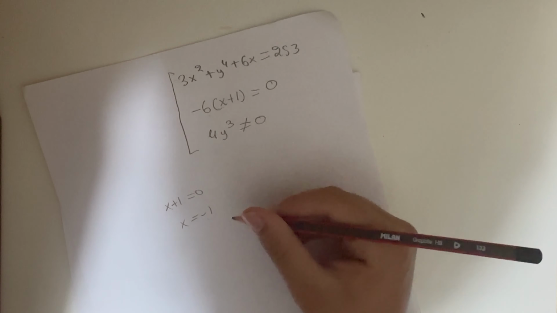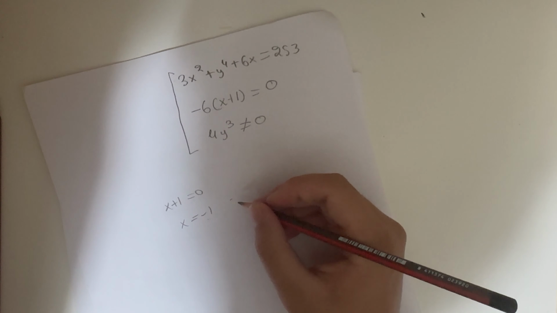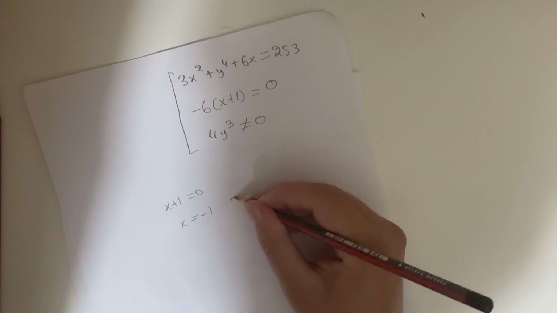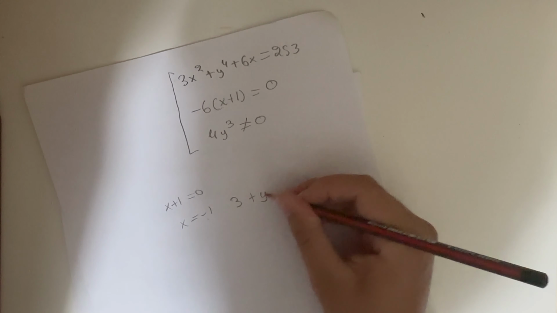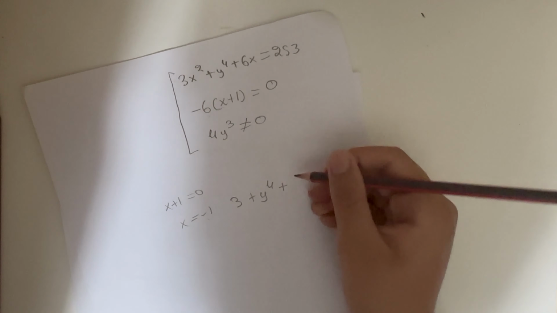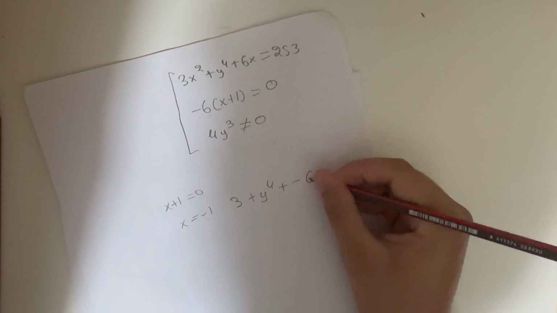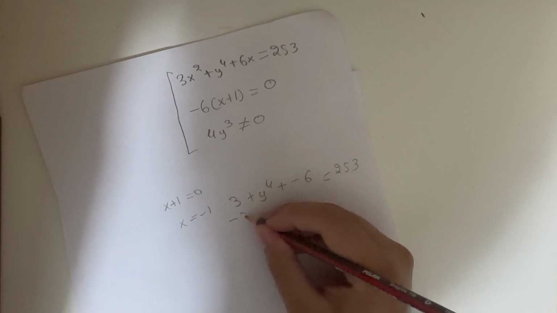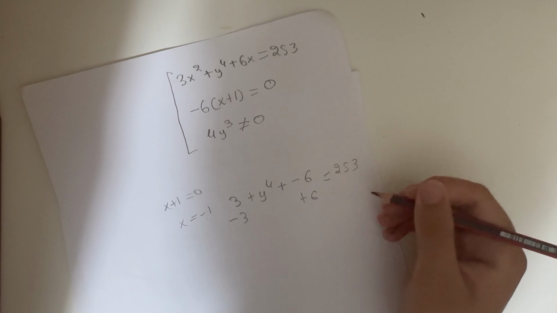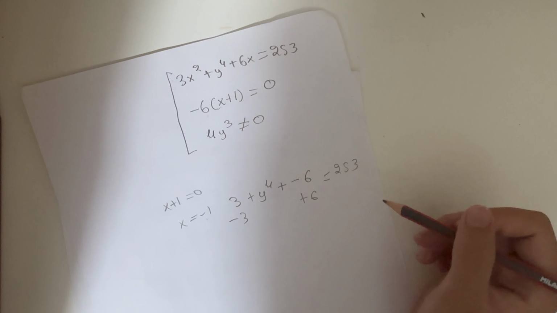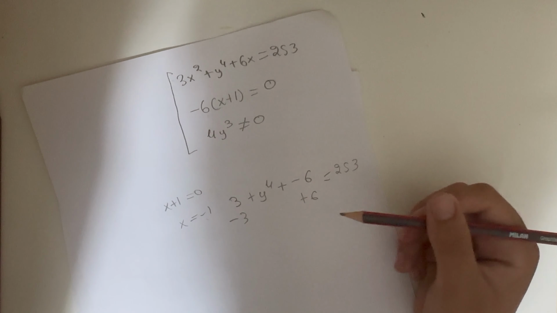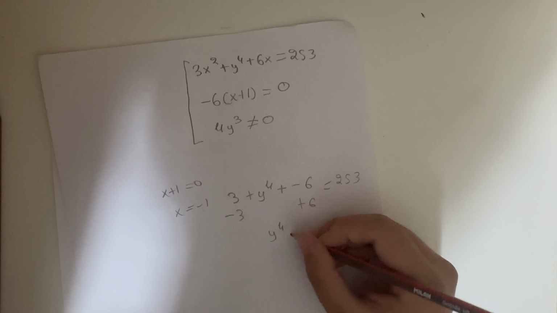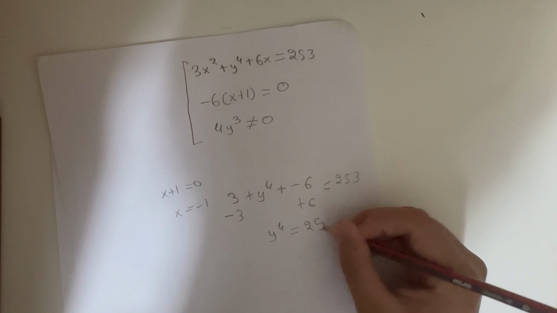So let's see, we have 3 times negative 1 to the power of 2, which is just simply 1. So 3 times 1 is 3, plus y to the 4th, plus 6 times negative 1 is negative 6, is equal to 253. So I'm going to subtract 3 and add 6 on both sides. So let's see, 253 plus 6 is 259, minus 3 is 256. So I'm left with y raised to the power of 4 is equal to 256.